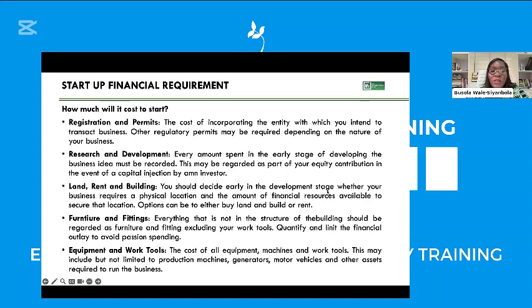Now, all of these types of early stage expenses can be regarded as part of your equity contribution in the event of a capital injection by an investor. You want to be able to quantify all of that in addition to your business idea. You want to say, this is how much I have spent in ideating, in carrying out research, in building the brand, and little things like that.